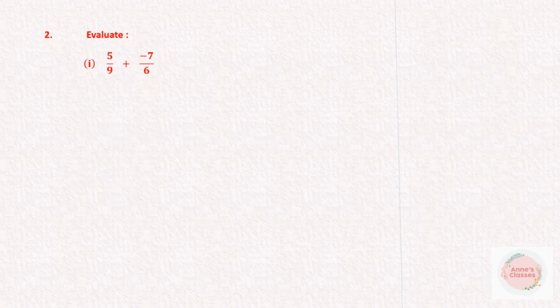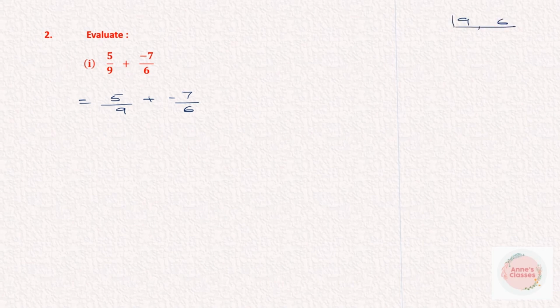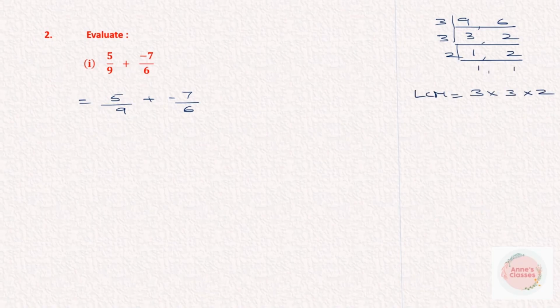Question 2, evaluate. So here we already have the addition given to us. So let's begin by writing 5 by 9 plus minus 7 by 6. Now find the LCM of the denominators 9 and 6. Let's use 3. 3 3s are 9, 3 2s are 6. Continue with 3. 3 1s are 3. Bring down 2. Continue with 2, 1 and 1. So what is our LCM? 3 into 3 into 2. 3 3s are 9, 9 2s are 18. So our LCM here is 18.